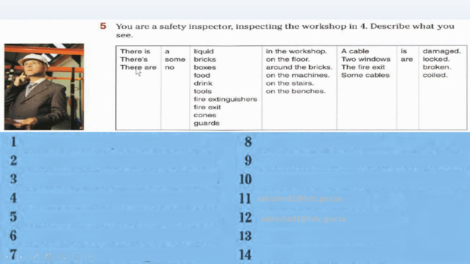Okay. The other method is if the nouns were plural, use there are. There are some bricks. There are some bricks. If the workshop does not have something, use no instead of some. There is no or there are no.